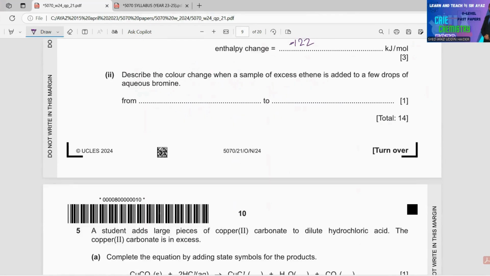Last part of this question. Number 2, describe the color change when a sample of excess ethene is added to a few drops of aqueous bromine. So the color change, what's the color of aqueous bromine? It's brown or orange. But in solution, when they are saying solution, it must be orange because at room temperature and pressure, bromine is brown. So in the solution, it must be orange. So you write orange here. And it will get decolorized. Orange to colorless.